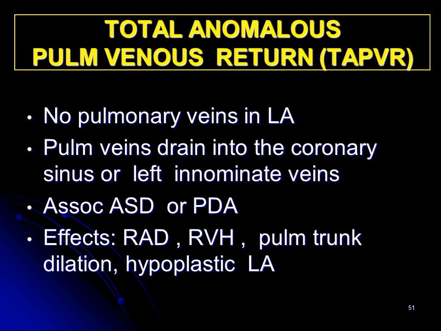Some associated cardiac anomalies include atrial septal defect and patent ductus arteriosus. The morphological effects on the heart of a patient with TAPVR include right atrial dilatation, right ventricular hypertrophy, pulmonary trunk dilatation, and hypoplastic left atrium.